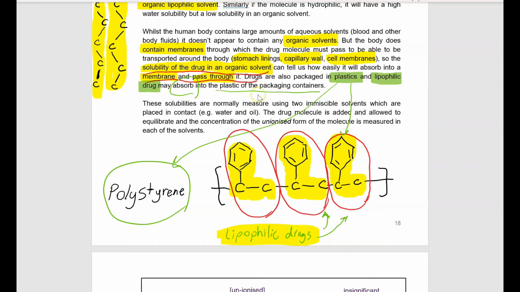So some of our drug packages, you can see some of them are made of plastic, so the drug can be dissolved into our packaging.